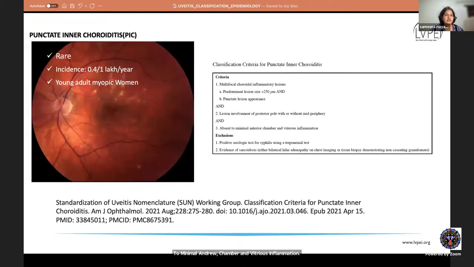Punctate inner choroiditis, or PIC, is also rare. The incidence is 0.4 per 100,000 per year. Young adult myopic women are affected with this entity. The classification criteria are multifocal choroidal inflammatory lesions, a predominant lesion size of less than 250 micron and presence of punctate lesion appearance, with lesions involving the posterior pole with or without mid-periphery, plus absent to minimal anterior chamber or vitreous inflammation.